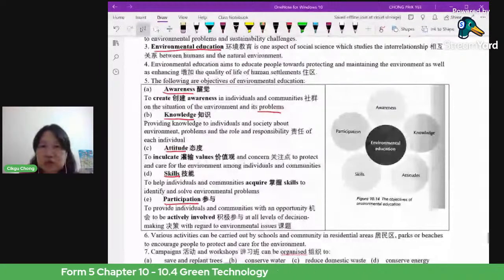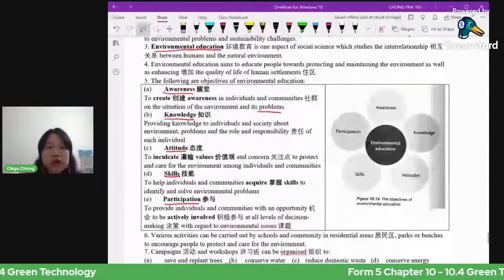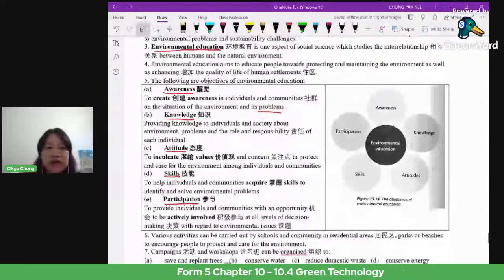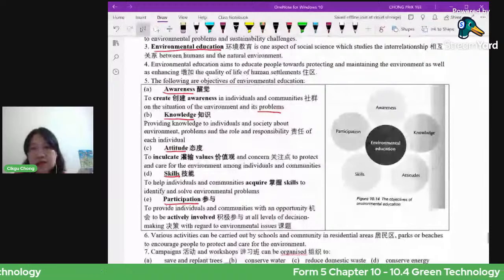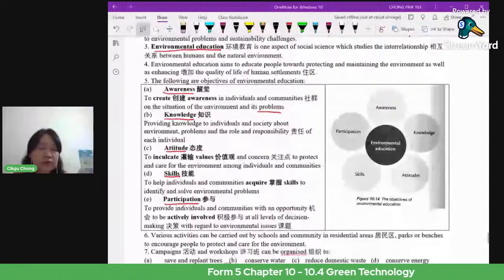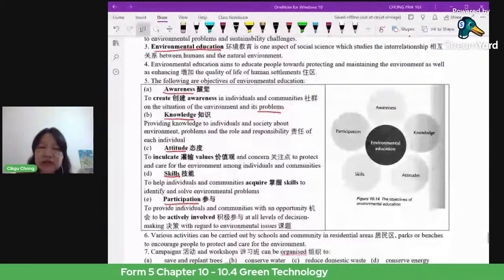Skills. Individuals and companies acquire skills. Let's say you want to recycle. You've got to teach people how to recycle. That's a skill. How to recycle things. How to produce eco enzyme from your garden, from your kitchen waste and all that. That is a skill, right? That is also knowledge to solve environmental problems.